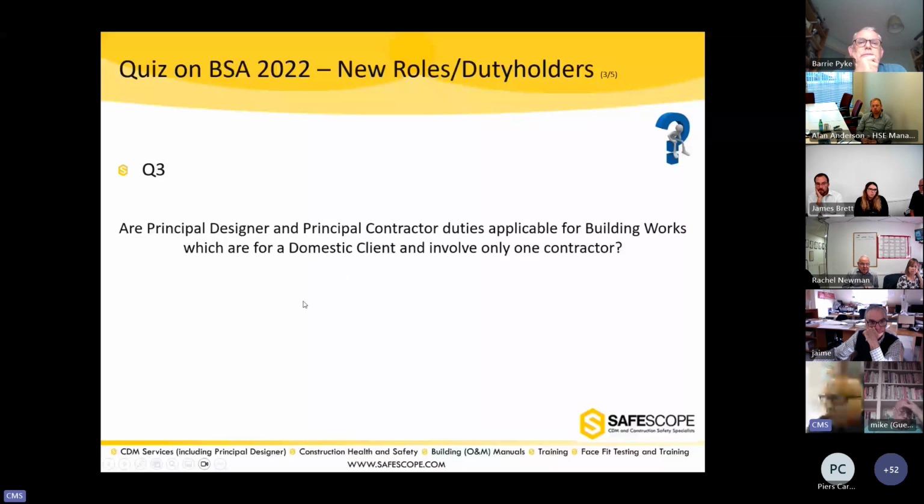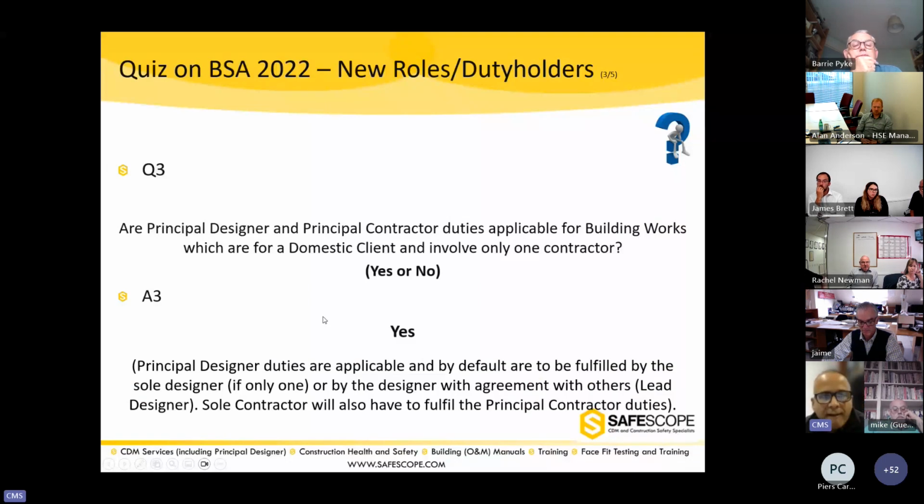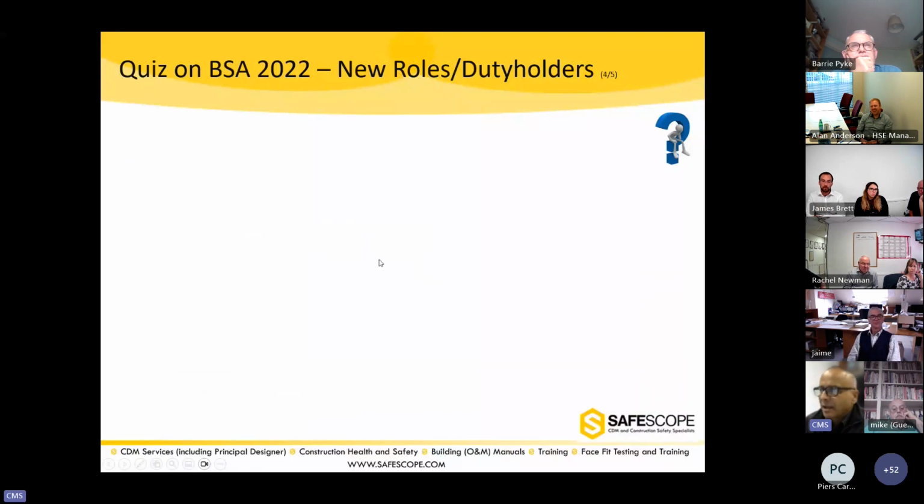Third, are principal designer and principal contractor duties applicable for building work which is for a domestic client and involves only one contractor? So it's a domestic client project, there's only one contractor, a small piece of work. Do the duties of principal designer and principal contractor apply? Yes or no? Yes. Because we say they apply to every project now, so there's no getaway from those duties.